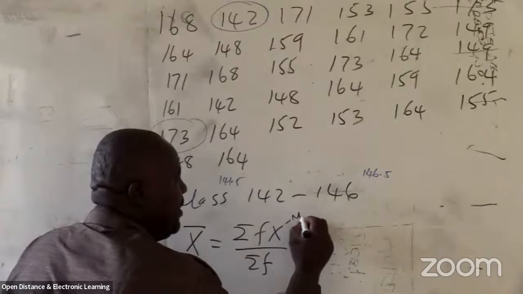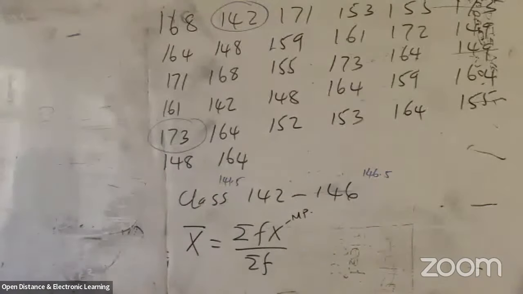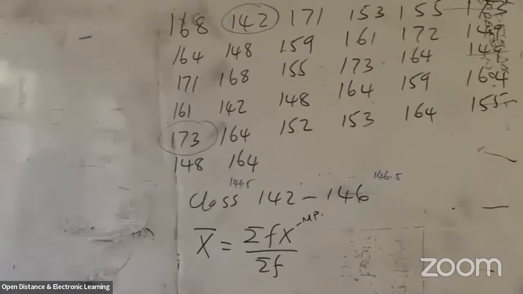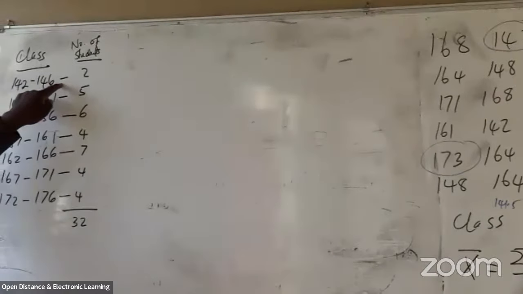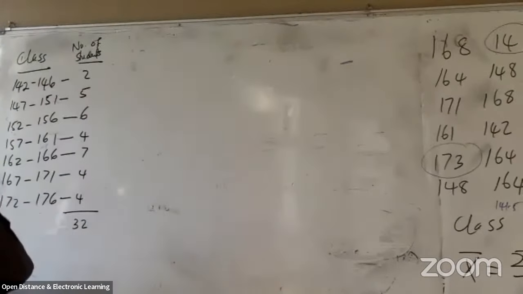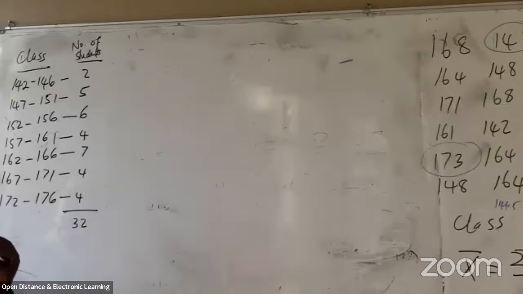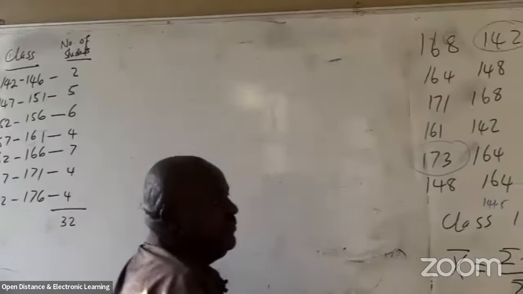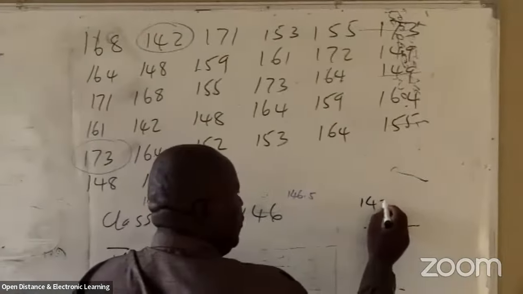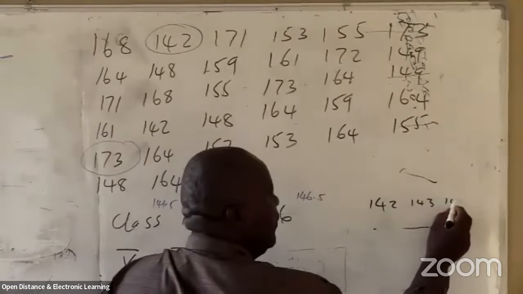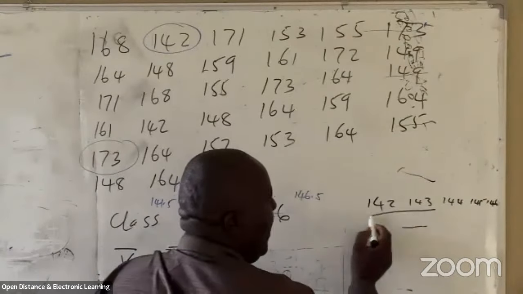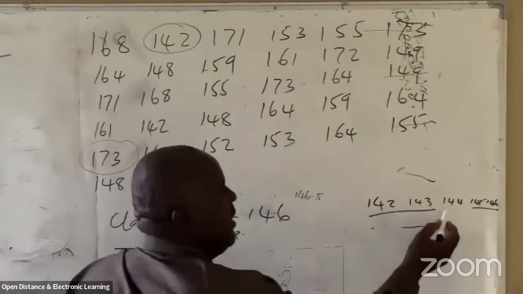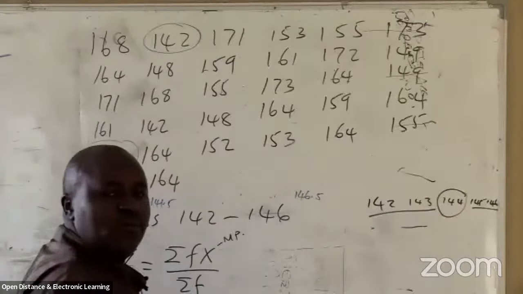So this is going to be our midpoint. How do we determine the midpoint? Look at this interval, 142 to 146. It has 5 values. So if we get the middle one, we have 142, 143, 144, 145, and 146. The middle one will be 144.